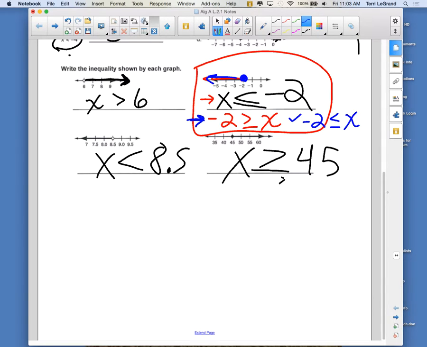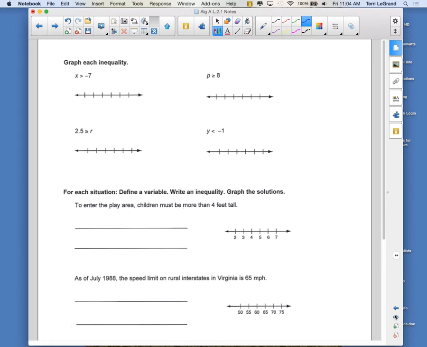That would be wrong. -2 is less than or equal to x, also known as the shaded region. -2 is not less than these numbers. Any number to the right of another number is always greater, always. Okay, let's go to the back side, and let's do some graphing.